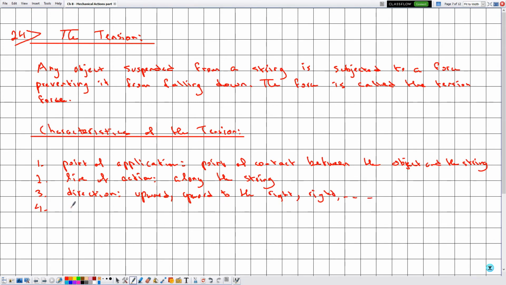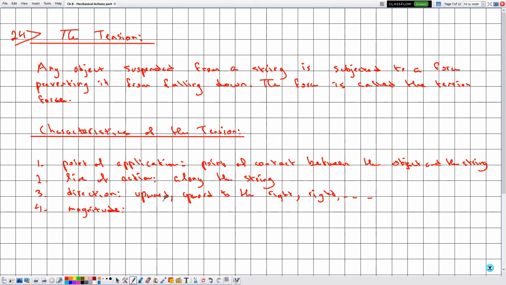As for number 4, the magnitude. Exactly similar to the case of the normal, the magnitude in this case is undefined, in the sense that it is not determined by a certain formula. Here we are discussing the tension in a string. For sure, in a spring it will obey Hooke's law.